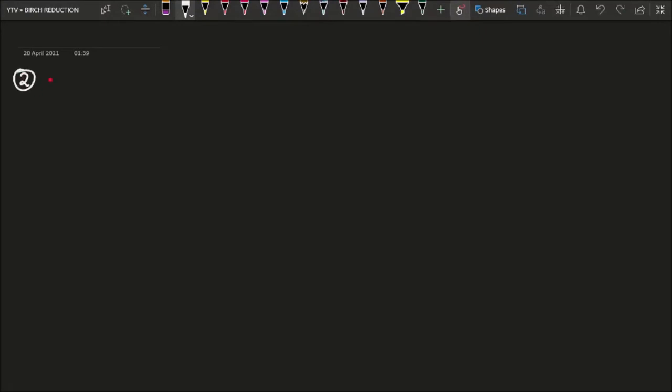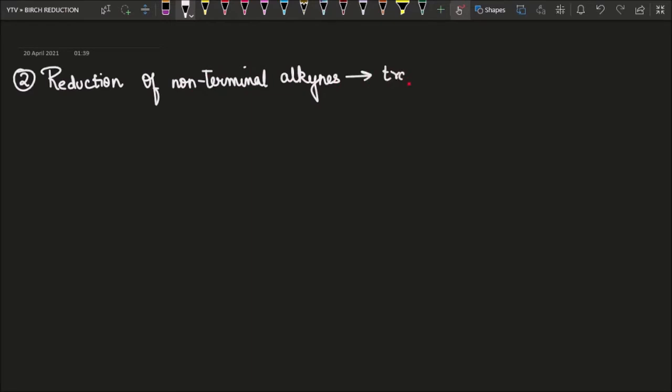So our second application is reduction of non-terminal alkynes. Alkynes will be reduced to alkenes, right? Non-terminal alkynes will be reduced to trans-alkenes. That is more important. Non-terminal alkynes get reduced to trans-alkene. Now let us see how this occurs.